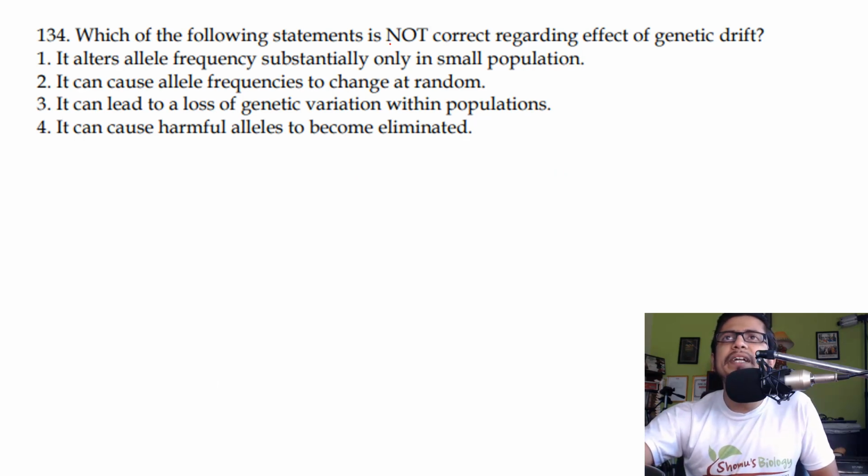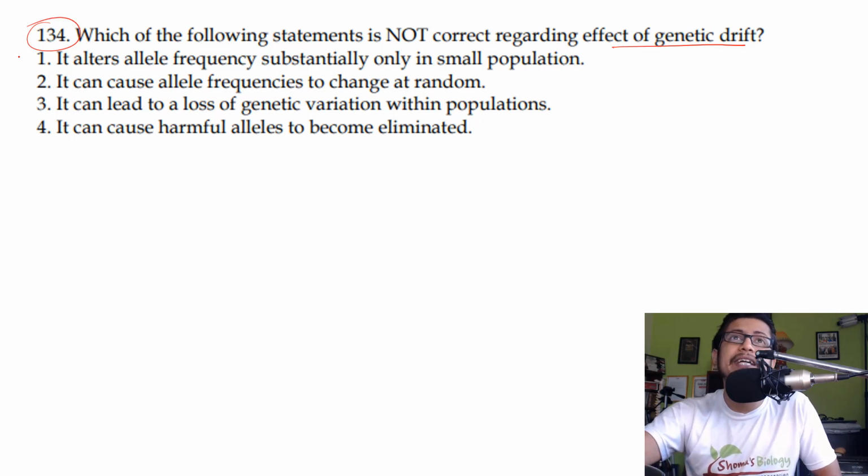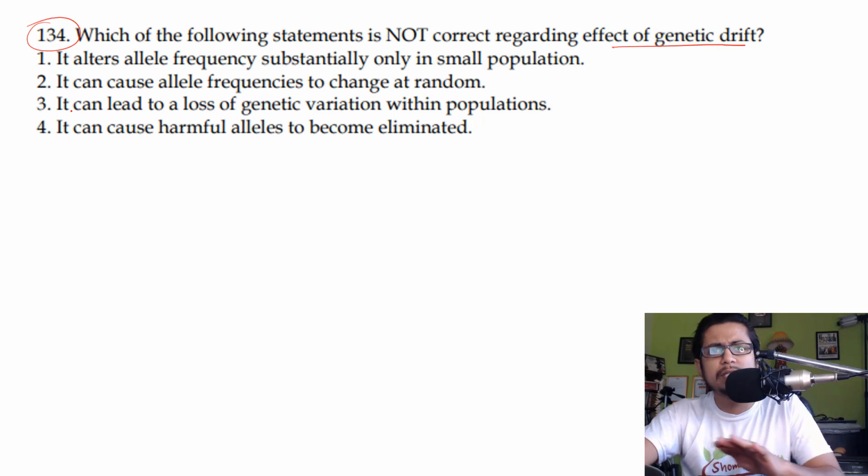Which of the following statements is not correct regarding the effect of genetic drift? Now, generally there is a lot of problems you need to face answering this type of problem. There is always a problem, because this is not a combination type, this is not a matching type. So this question requires in-depth analysis of all the options very carefully, and the options are very closely placed.